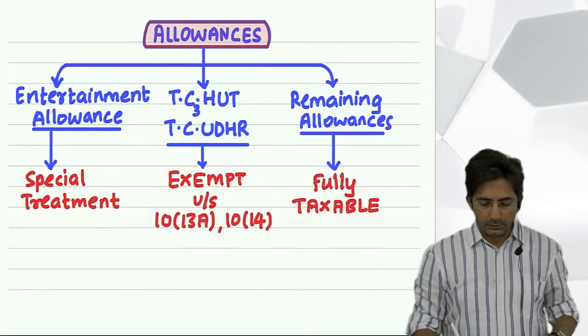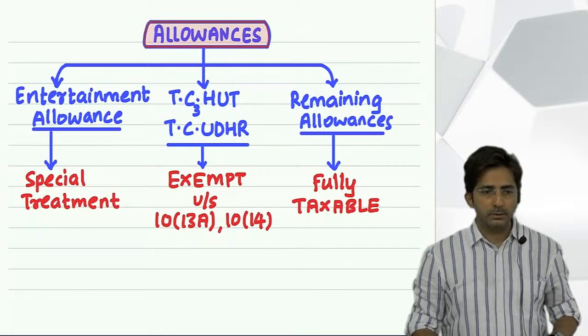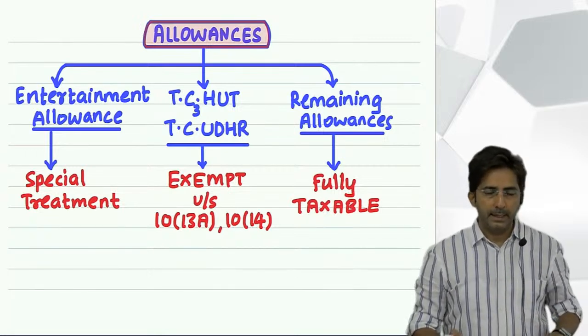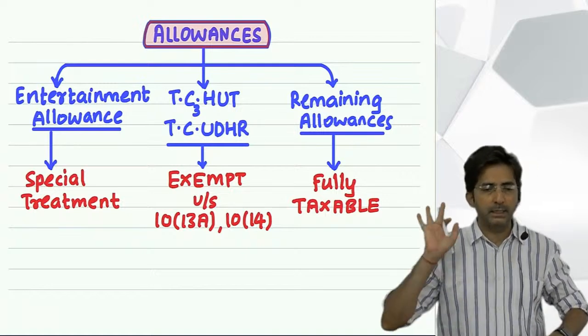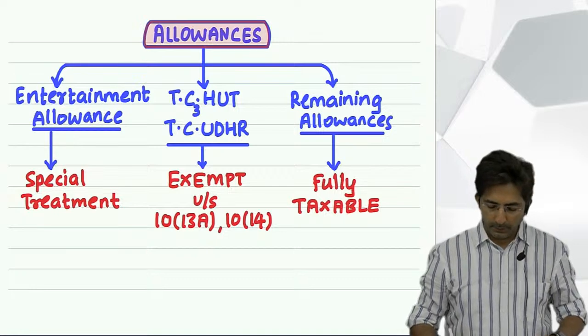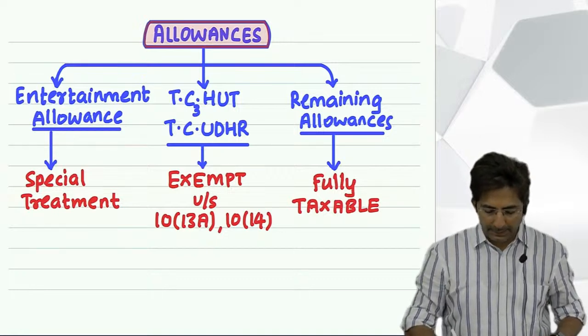Then third C was commutation allowance, it is an allowance for journey between office and residence. And it is exempt only if the employee is physically handicapped, up to 3,200 per month. Okay. Then next alphabet is H.